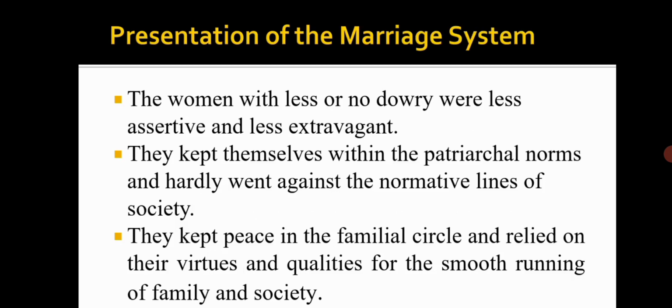They kept peace in the familial circle and relied on their virtues and qualities for the smooth running of family and society. So, women who were given dowry caused imbalance in the society. On the other hand, the women who were given less dowry or no dowry caused little imbalance or no imbalance in the society, and they maintained the family.